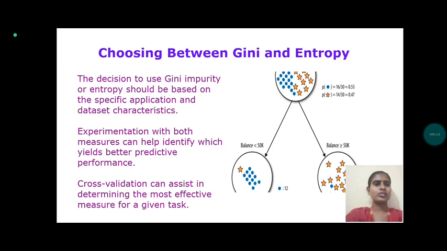Next, choosing between Gini and entropy. The decision to use Gini impurity or entropy should be based on the specific application and dataset characteristics. Experimentation with both methods can help identify which gives better predictive performance, cross validation, and can assist in determining the most effective measure for a given dataset.